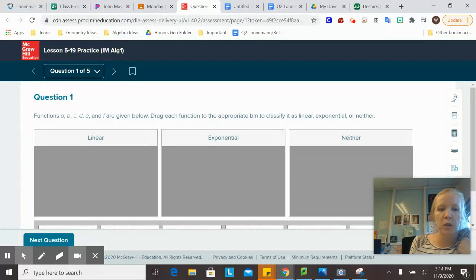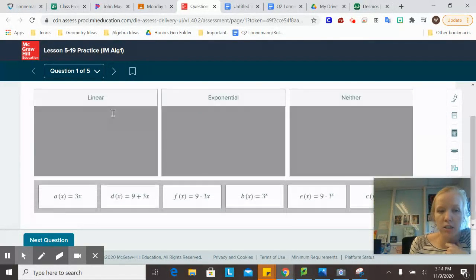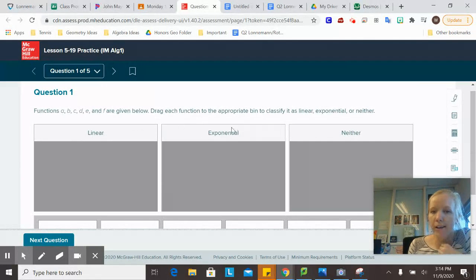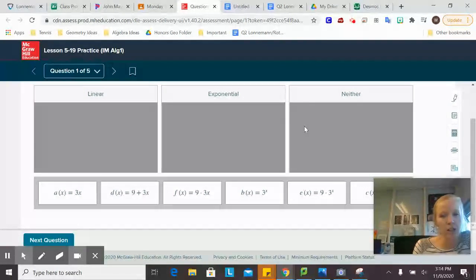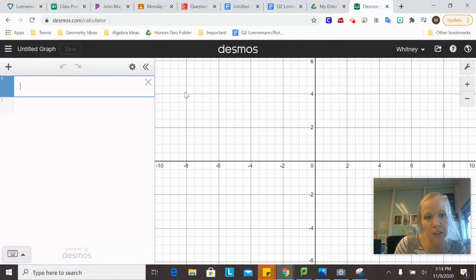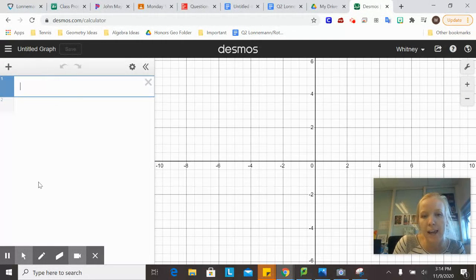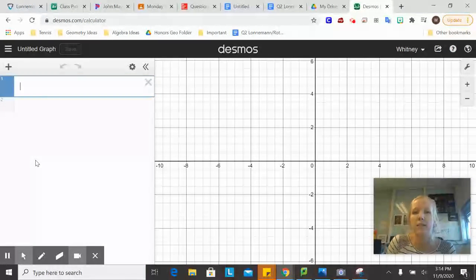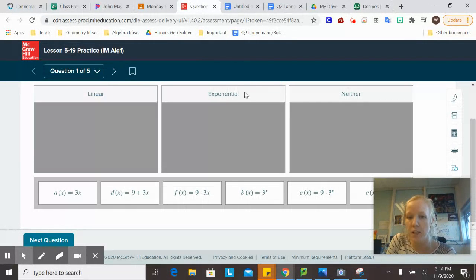All right, so question 1, we've got 6 different functions given below. We want to drag each function to the appropriate bin to classify it as linear, exponential, or neither. Hopefully by this point you know what a linear function looks like, and what an exponential function looks like. But if you're still not sure, pull up the Desmos graphing calculator and type these in here. Hopefully visually you know linear is going to be a straight line, exponential has the curve to it, and if you see something funky, it is probably neither.